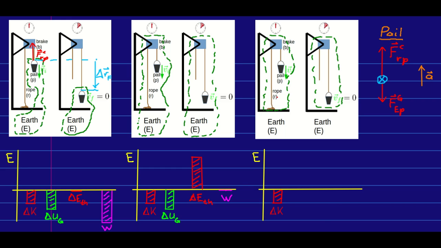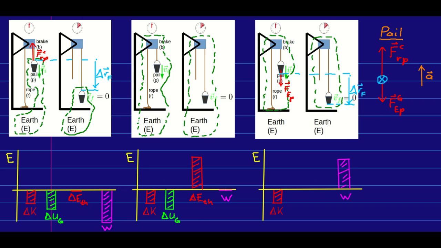Finally, let's look at one more choice. This time we're including the pail and the brake in the system, but not the Earth. The consequence of that is that the gravitational force is now an external force on the system. It acts down, and as before, the force displacement vector also acts down. And so that means that the work done on the system by gravity should be positive.